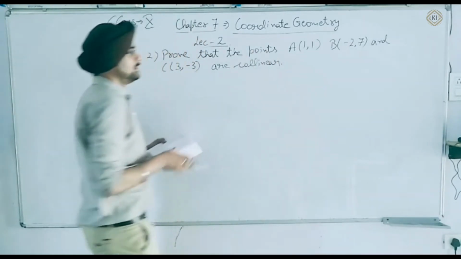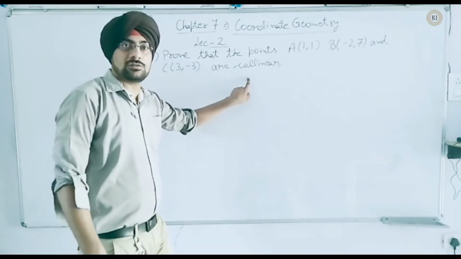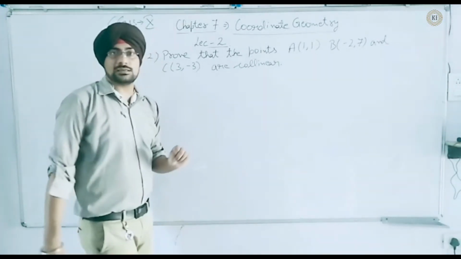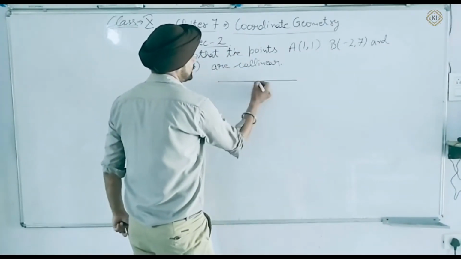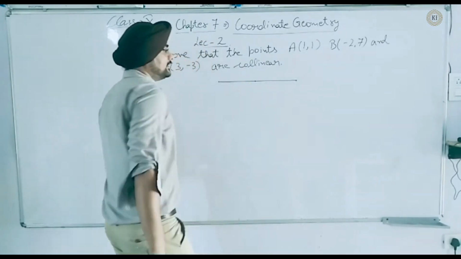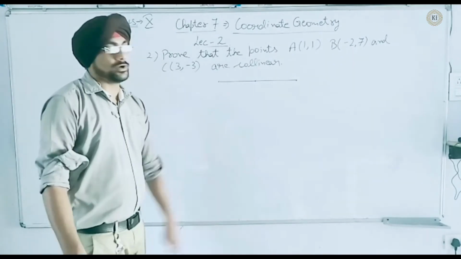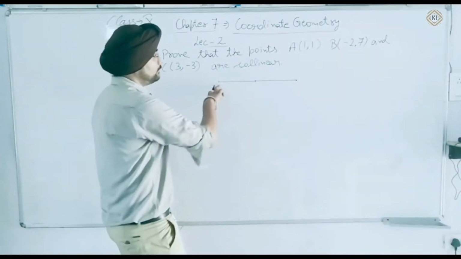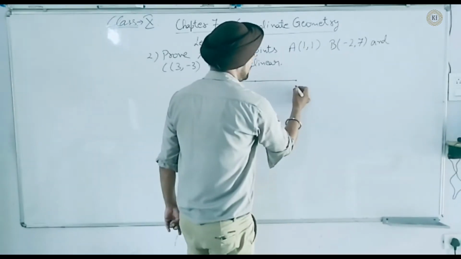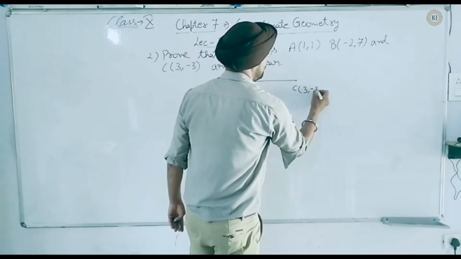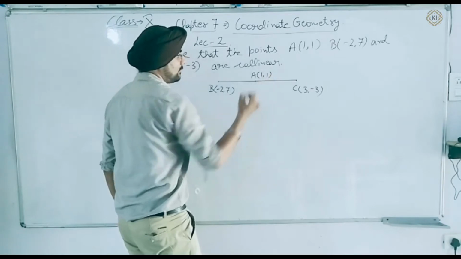Now see the meaning of collinear first of all. Collinear means three or more than three points that lie on the same straight line. Suppose this is a line. This is 1 point, 2nd point, 3rd point. So when three or more points lie on the same straight line, we can say that all the points are collinear. So here, first of all write point B, that is (minus 2, 7), and point C, that is (3, minus 3). In between B and C lies point A, that is (1, 1).